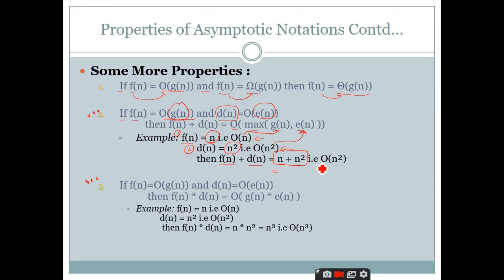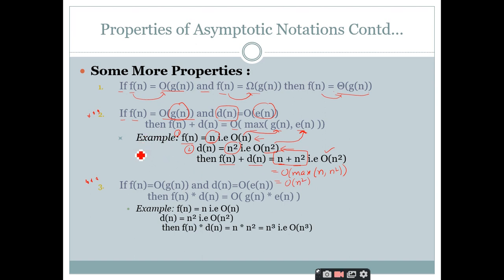Big O of n square, sir. It is big O of n square. So can we take this as the maximum of n square and n? So f of n plus d of n is equal to big O of max of g of n and e of n. What is g of n here? It is n. What is e of n here? N square. What is the maximum of n and n square? N square, sir. It is n square.